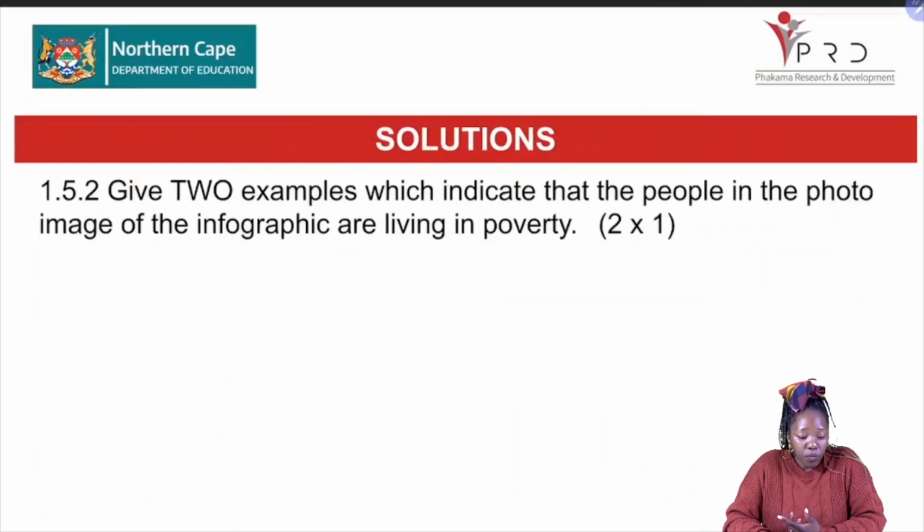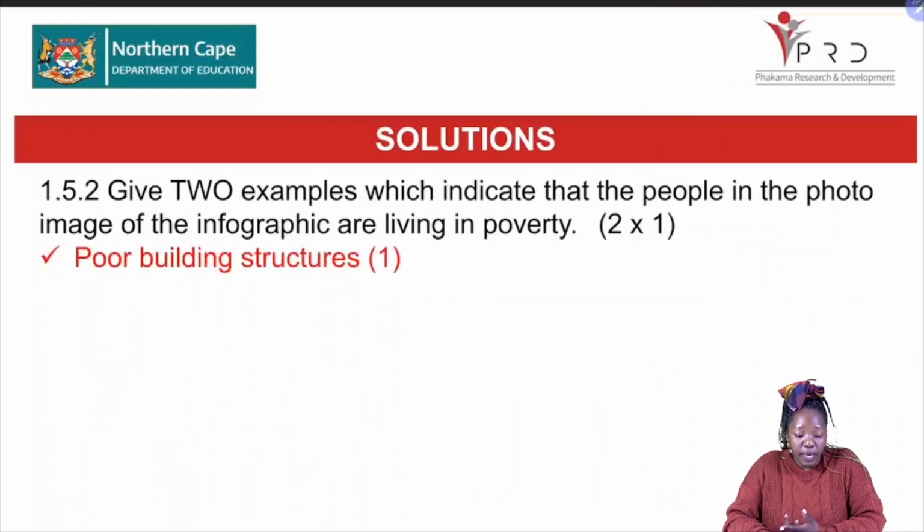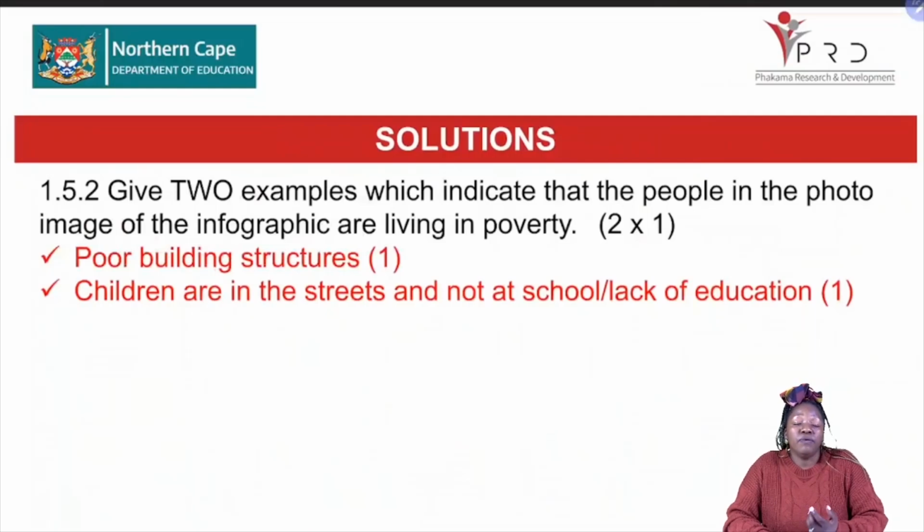Then we're looking at your 1.5.2, where you're supposed to give 2 examples which indicate that the people in the photo are living in poverty. You're looking there at the poor building infrastructure. You can see that they are very decayed, or very old. So obviously, if you're rich, you cannot live in that estate. And also you're looking at the children in the street. They are not at school. So therefore, there is a lack of education in that area.